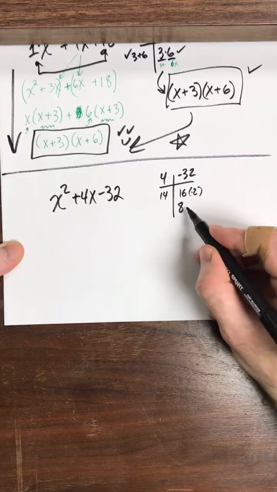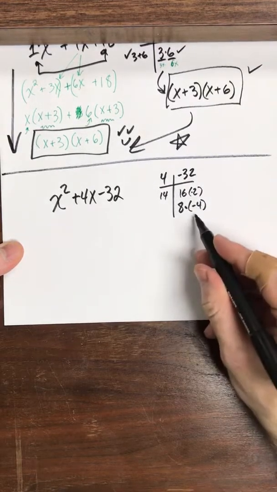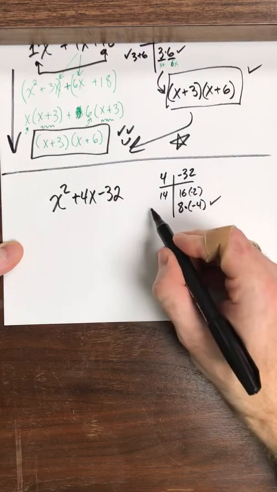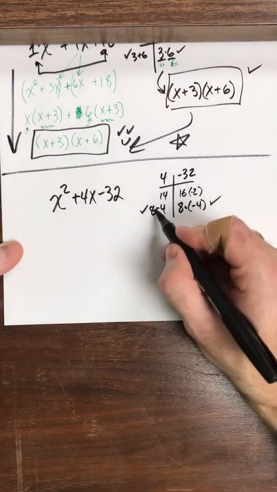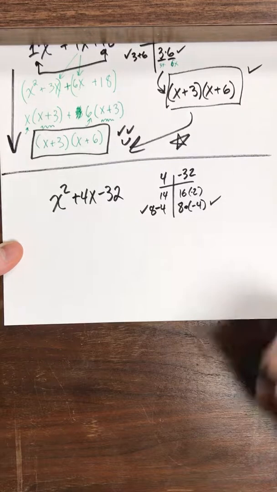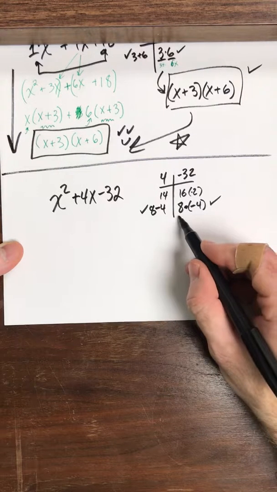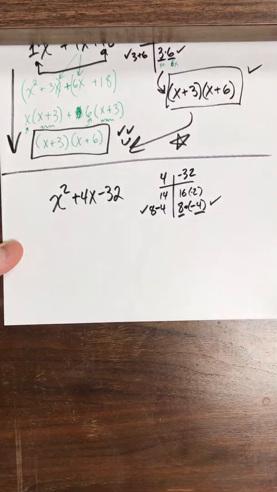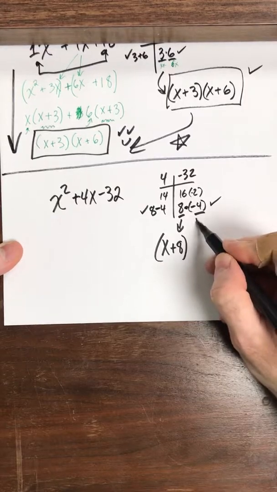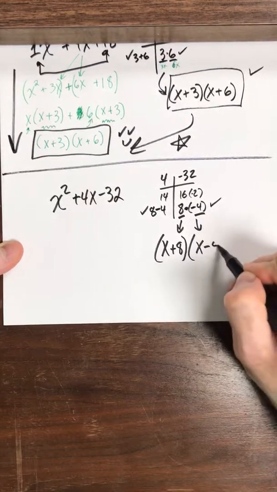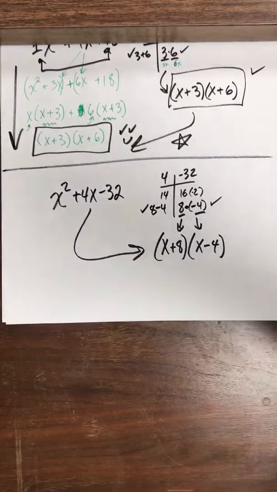But what about 8 times negative 4? 8 times negative 4 is negative 32. 8 minus 4 is 4. So that works out. Perfect. So what's my answer? I have a positive 8 and a negative 4. So I've got x plus 8 times x minus 4. How about that? Pretty easy, huh? All right. Good luck.